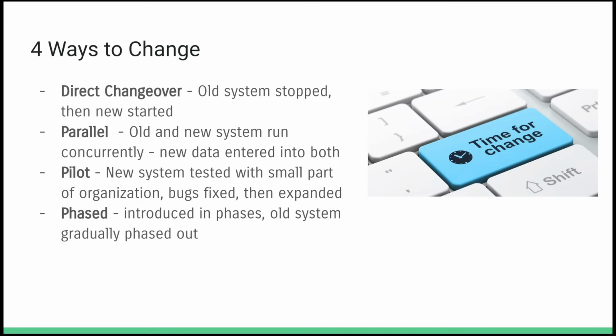And finally, we have the phase transition. So this means that features of the new software are introduced in phases, while the old system is gradually phased out, feature by feature. So for example, going back to our school example, the functionality for taking attendance might be phased out in the old software, and teachers might have to use a new software for that. And then 3 months later, maybe the gradebook functionality is phased out in the old piece of software, and in the new piece of software, teachers now need to put all of their grades.